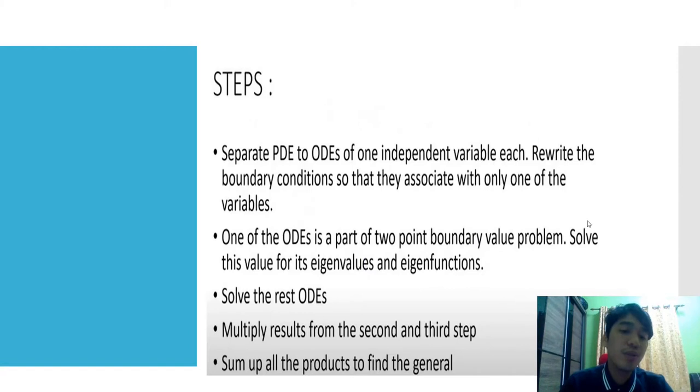Before we go through the question, we must know what steps we want to do in order to solve it. Firstly, we must separate the PDE into ODEs of one independent variable each. Rewrite the boundary conditions so that they associate with only one of the variables. One of the ODEs is part of a two-point boundary value problem. Solve this for its eigenvalues and eigenfunctions. Solve the rest of the ODEs. Multiply the results from the second and third steps. Sum up all the products to find the general solution.